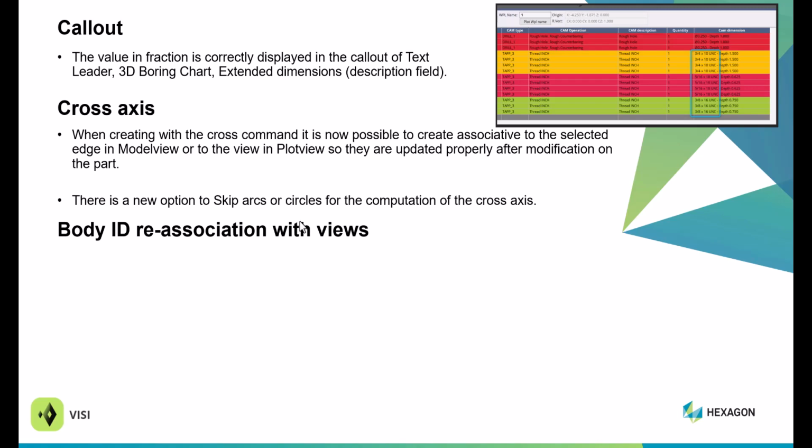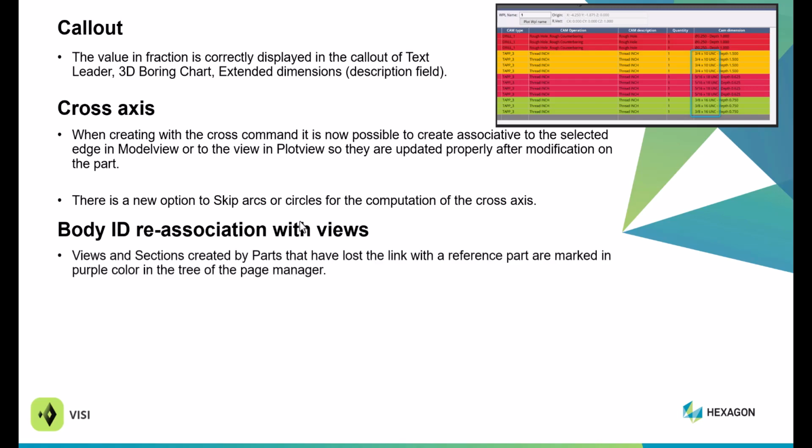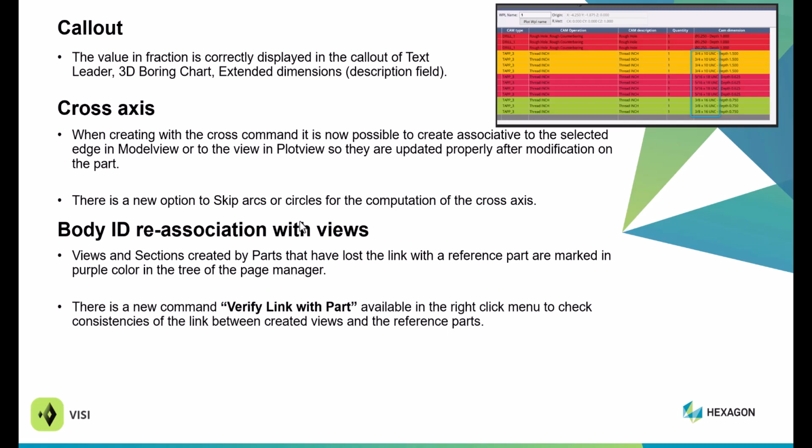So we're going to talk about a really big enhancement to the plot view area. It's called Body ID Reassociation. So basically, when it comes to a view that's linked to a model view, it will allow you to relink that view. These views highlight in purple. So when you are actually highlighting the view, it will highlight in purple if it's a disassociated view.